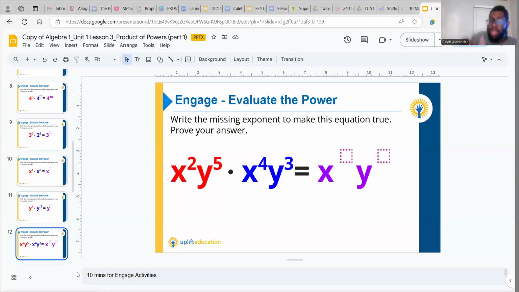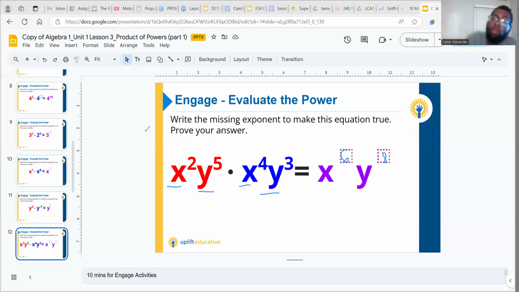Uh-oh, now we have two bases. This is going to be a little bit challenging, but we can make it clearer. Remember our rule is same bases, we add. So we're only going to focus on x and x to get our exponent, and we're going to focus on y and y to get our exponent for y. Can someone tell me the exponent for x in this case? 6. Yes, our exponent for x will be 6. Now what is the exponent for y? Yes, 8 is our exponent. So we have x to the 6, y to the 8.